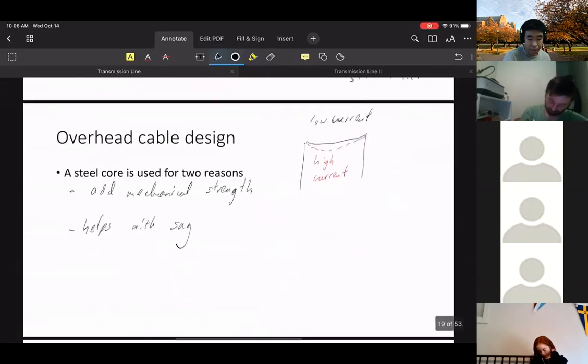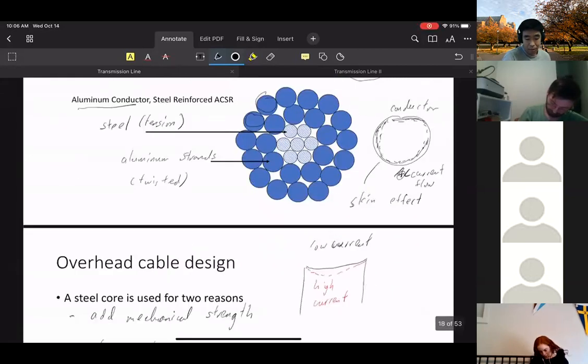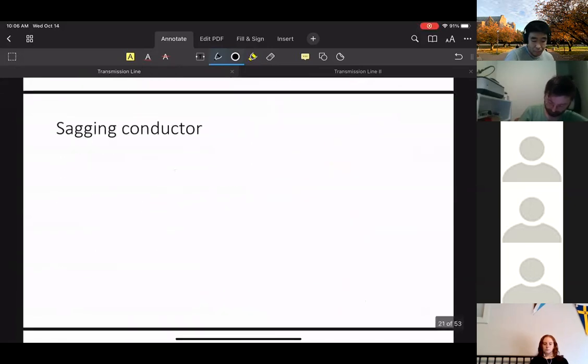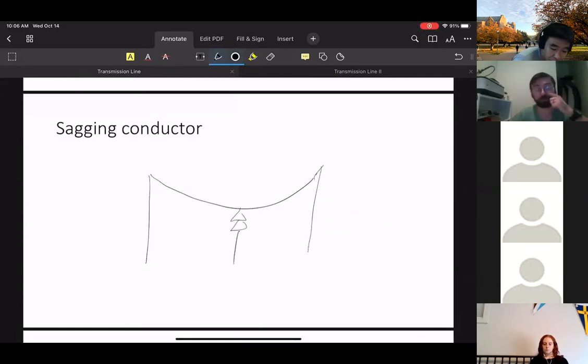But this will be our transmission line. Most of the time, you see a transmission line like this. So we just take it and open it up, and it'll look something like this. If I have an overhead line, a sagging conductor is of course not good, because you may have a tree here, and once it hits a tree, bad things happen.